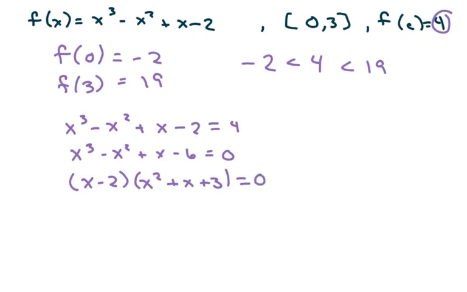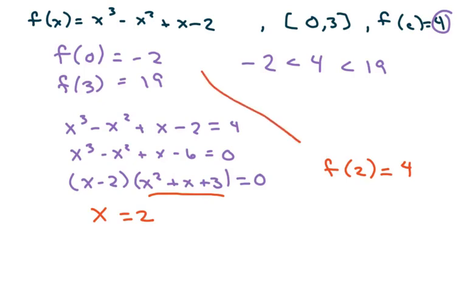We're only going to look for real solutions. This one has no real solutions, so we get x equals 2. Therefore, c is 2, and so f of 2 equals 4. And you can plug that in and check it out.